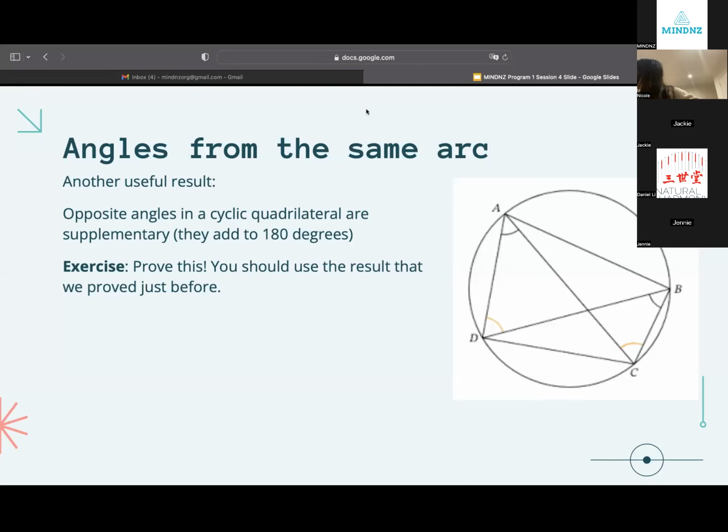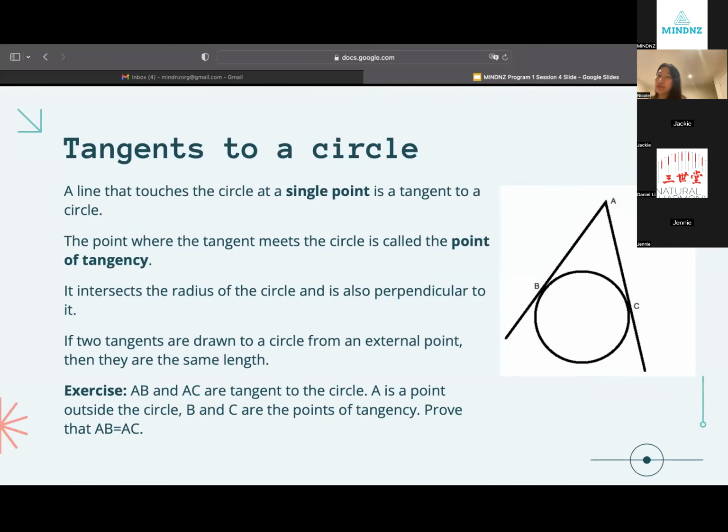All right, so the last thing that we're going to talk about would be tangents and the alternate segment theorem. So we talked a bit about what a tangent is last time, I'm pretty sure. So let's just do a quick recap. A line that touches the circle at a single point is tangent. The point where the tangent meets the circle is called the point of tangency. And the tangent intersects the radius of the circle and is also perpendicular to it. If two tangents are drawn to a circle from an external point, then they are the same length.